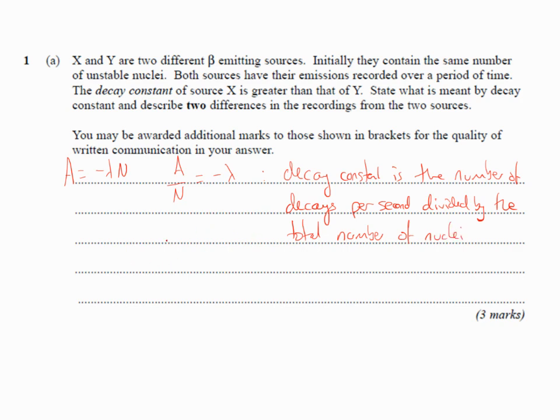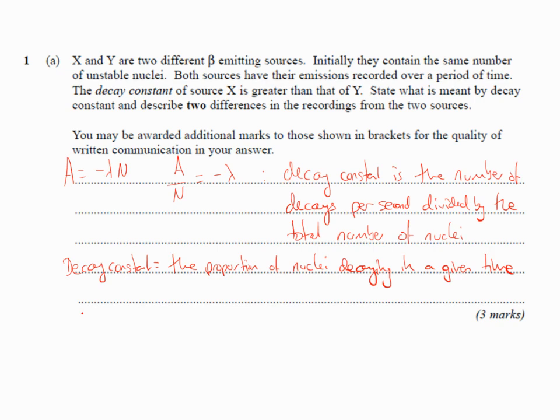Now, a definition that maybe makes more sense to you if you're used to talking about probability is: the decay constant equals the proportion of nuclei decaying in a given time, because that links nicely to the probability of decay, which is what we often talk about. What are the differences between X and Y?